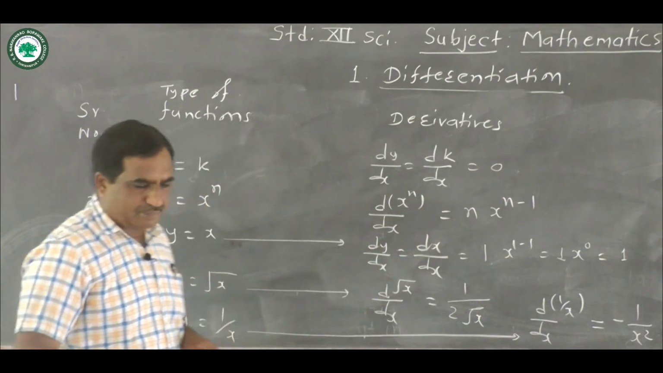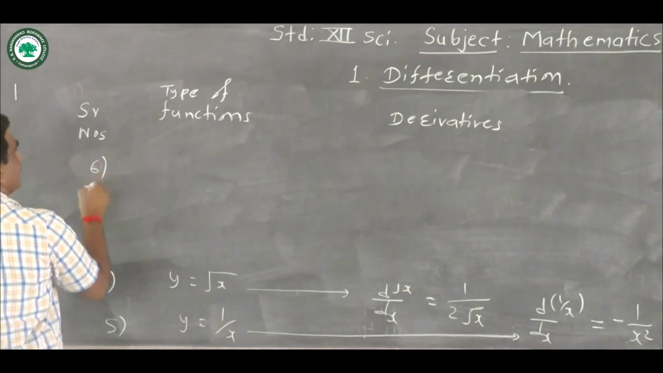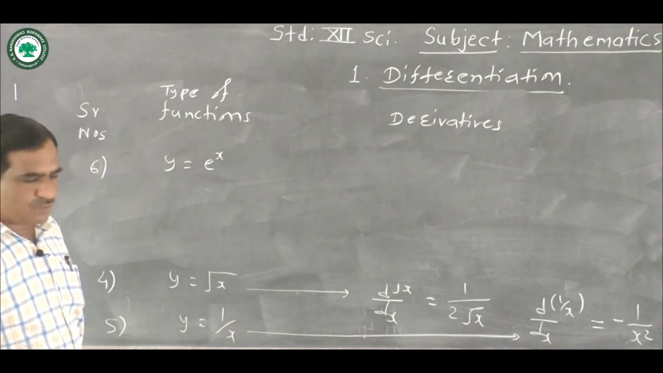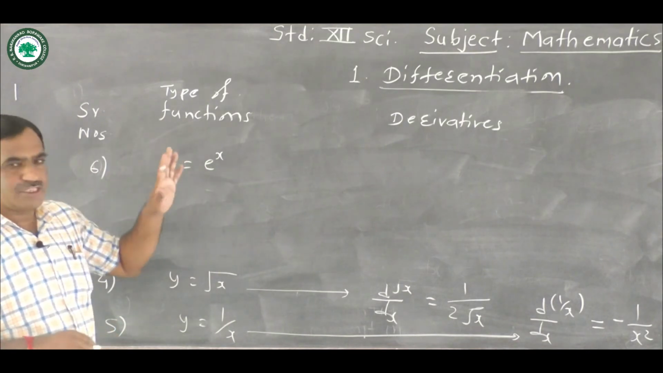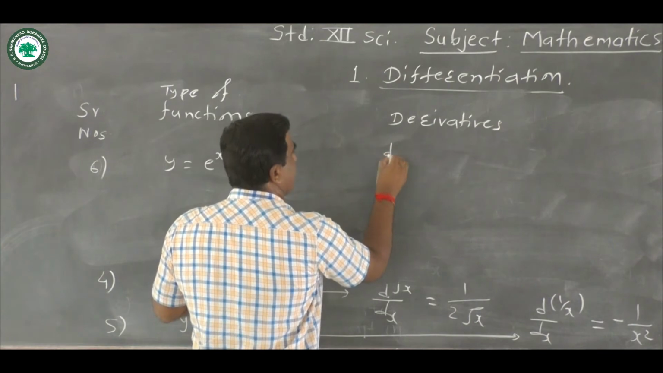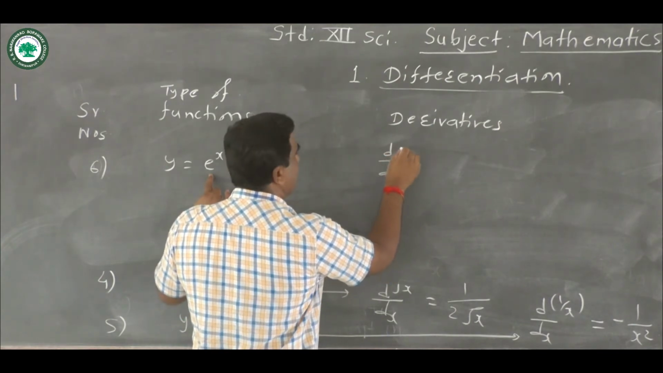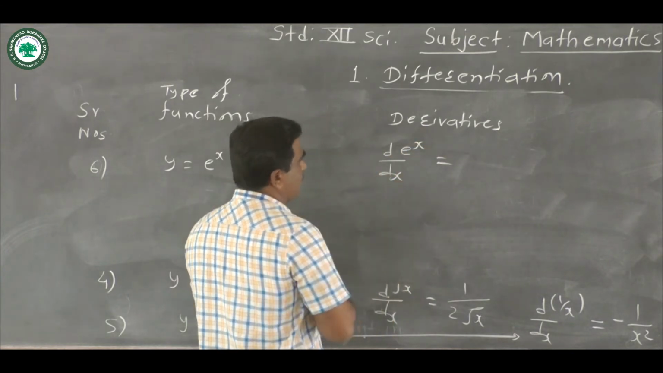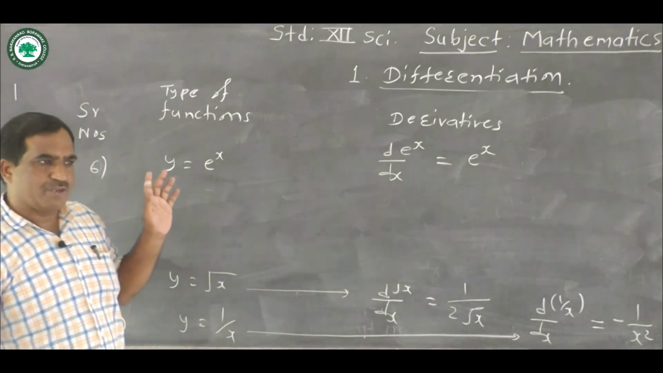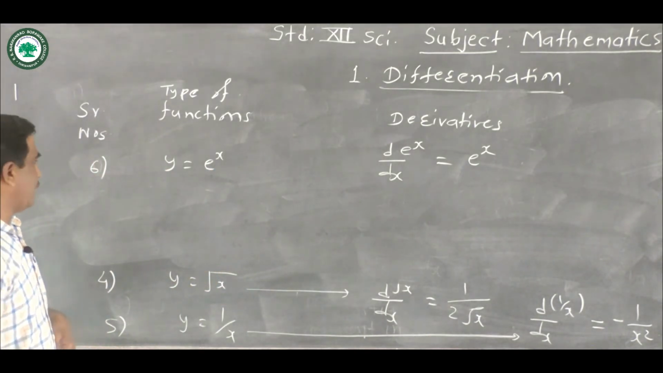Now we see further exponential function. Number 6, y is equal to e raised to x. This is the exponential function. Now derivative of this exponential function, that is dy dx of e raised to x, is equal to again e raised to x. That is, here derivative and function are same. Derivative of e raised to x is e raised to x.